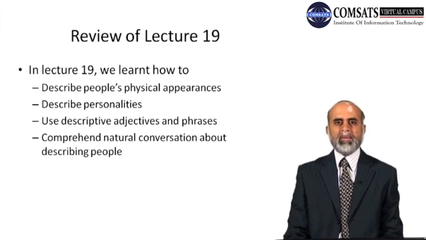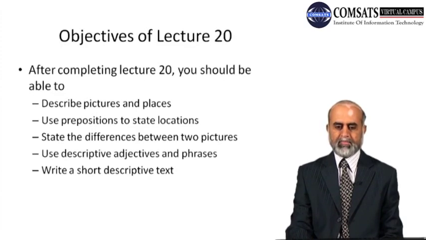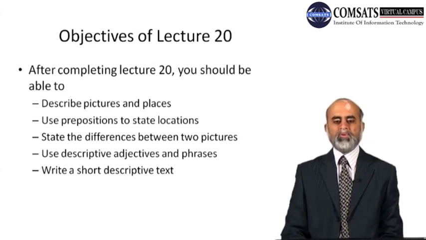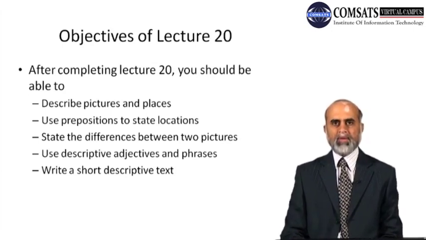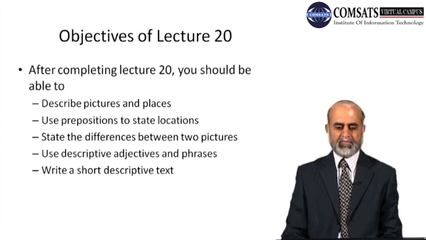In a way, describing people is somewhat related to what we are going to do in lecture number 20, because some of the skills remain the same. Therefore, you would see that some objectives are the same. The objectives of lecture number 20 are that once you have completed this lecture, you are expected to be able to describe pictures and places. As I explained earlier, this is an important objective both from the exam point of view and also from a realistic perspective.